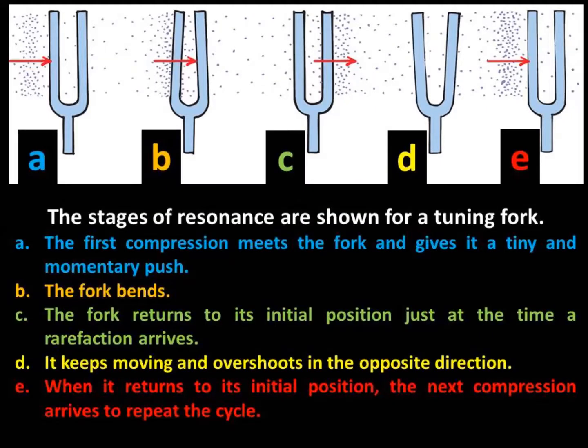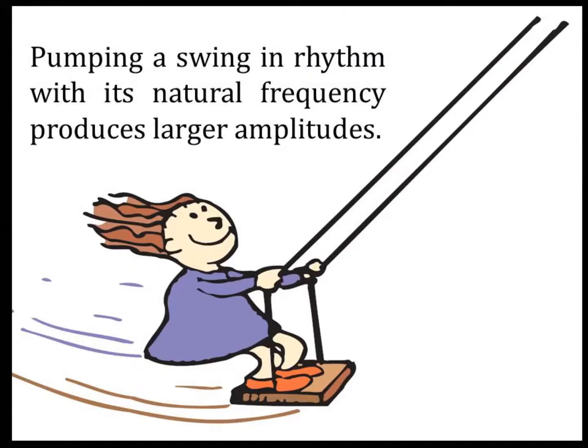Well, here I have 5 stages, A through E, and it says the first compression meets the fork and gives it a tiny momentum push. The fork bends, the fork returns to its initial position just as a rarefaction arrives. It keeps moving and overshoots in the opposite direction, and when it returns to the initial position, the next compression arrives to repeat the cycle. That's A through E. The girl pumping her legs is in rhythm with the swing's natural frequency and produces larger amplitudes. This concept is resonance.